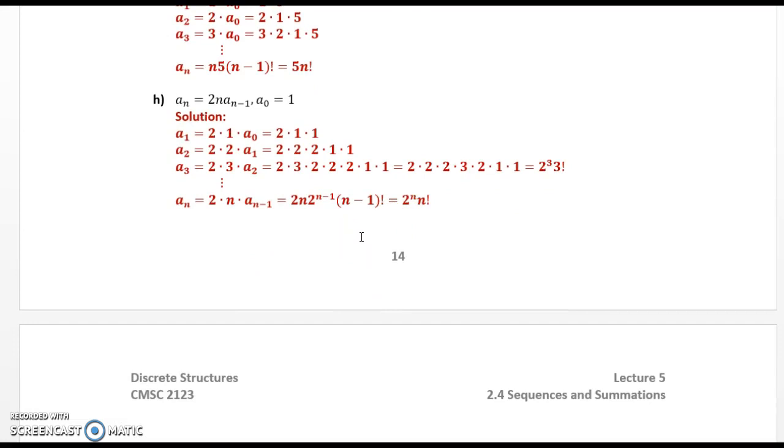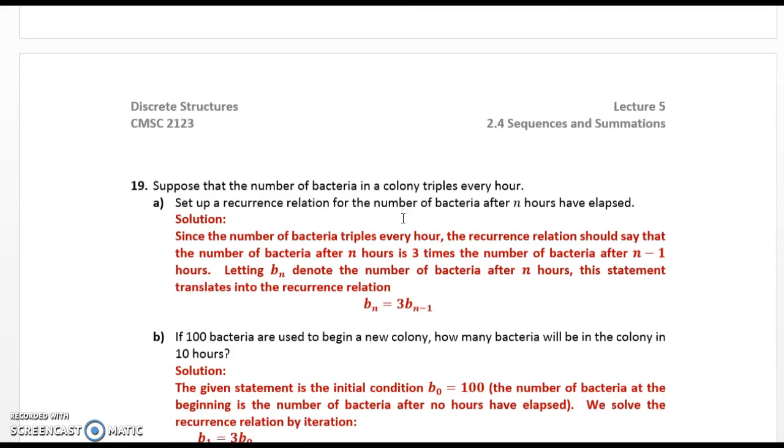And H, we have a sub n is equal to 2n a sub n minus 1, a sub 0 equal 1. We have a sub 1 is equal to 2 times 1 times 1. a sub 2 is 2 times 2 times 1, and a sub 3 is equal to 2 times 3 times 2 times 2 times 1, which is 2 cubed times 3 factorial, and a sub n is equal to 2 to the n times n factorial.